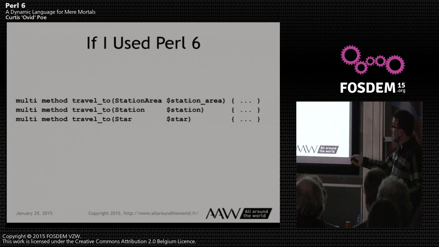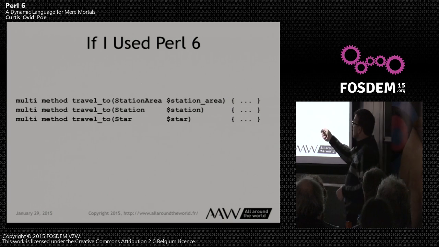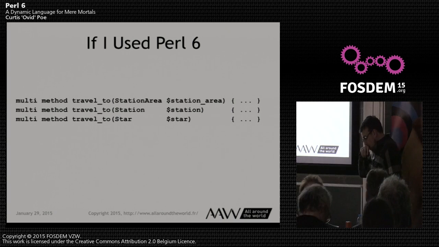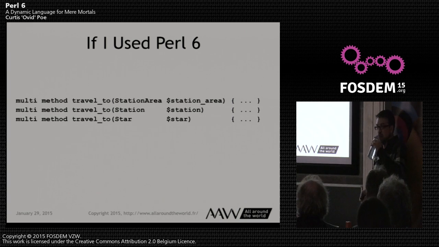Multi-method travel to station area, station, star. Very simple. Many programming languages have this today. Here we're dispatching on type. Perl 6 will say what types of arguments do we have, and it will dispatch for you accordingly. It makes your code much simpler. And you don't have to worry about missing the case of, you can't travel to this location because we didn't find a type for it. Perl 6 will blow up for you.